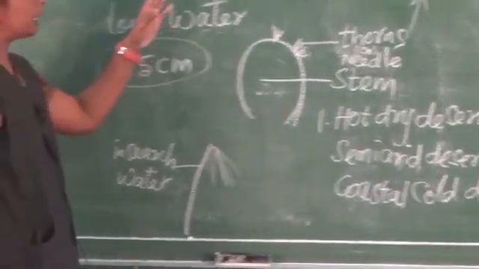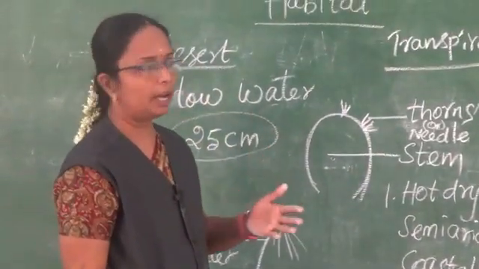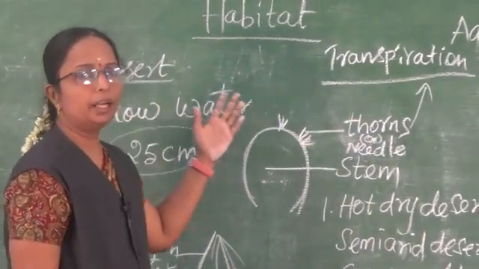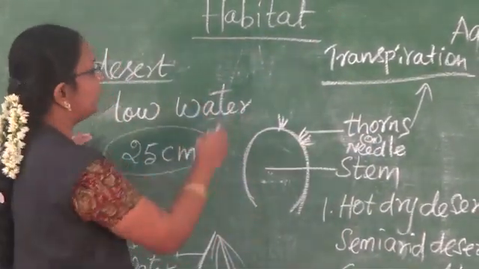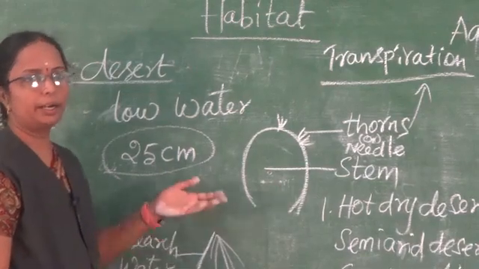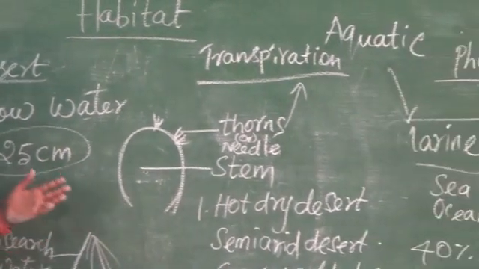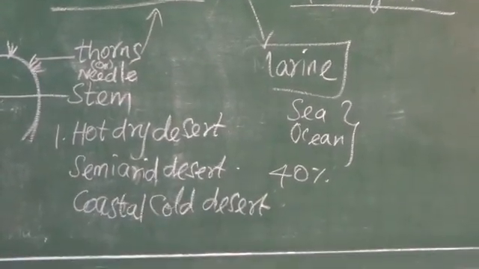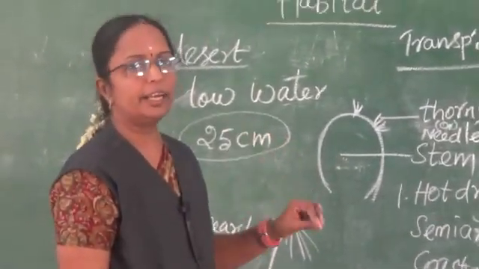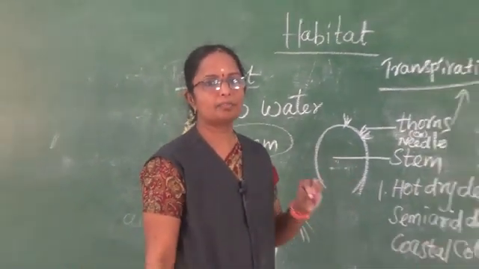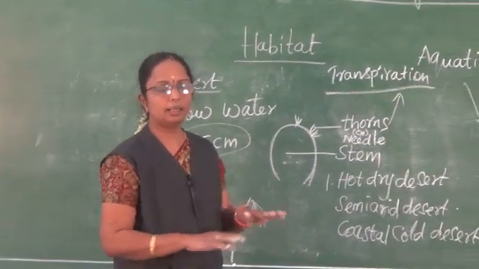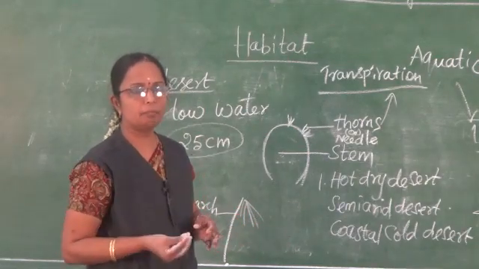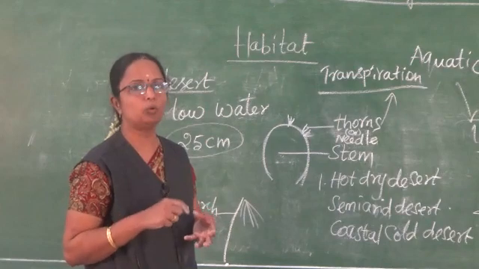So when we talk about habitat, there are two types: aquatic and terrestrial. Aquatic habitat includes freshwater and marine. Freshwater means the plants found in ponds, rivers and lakes. In order to live inside the water, the plants develop some modifications. The leaf floats on the surface of the water, and the stem is submerged inside the water.